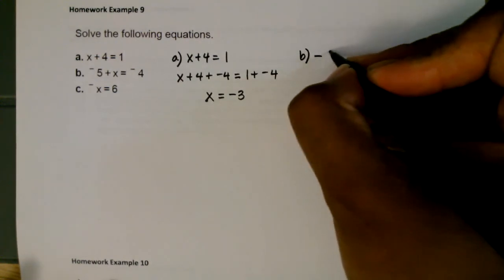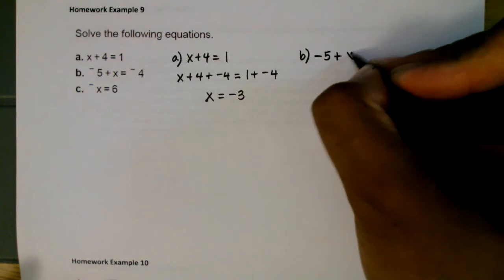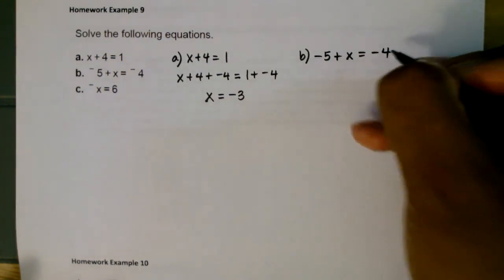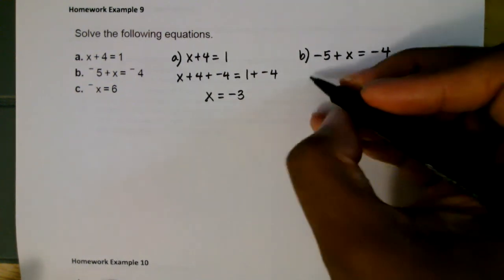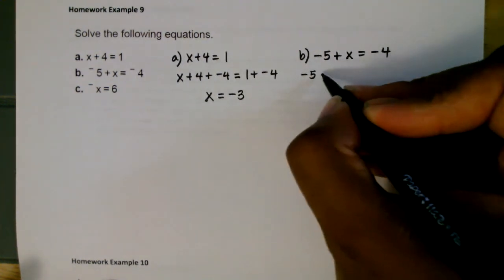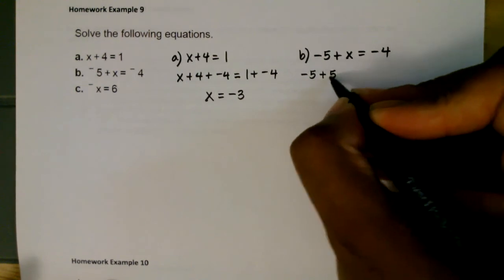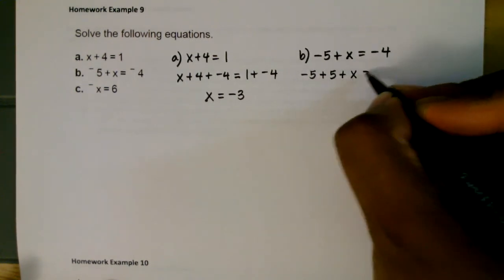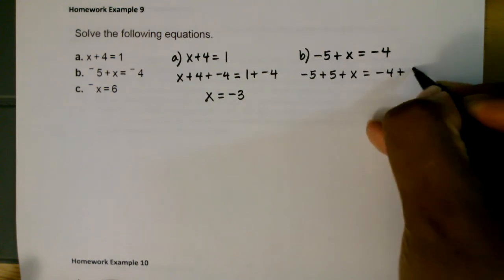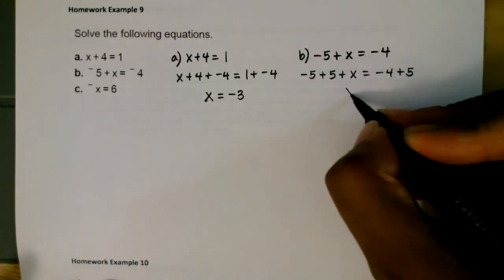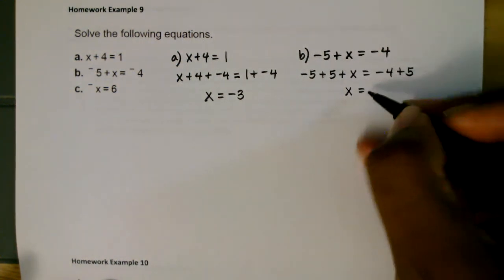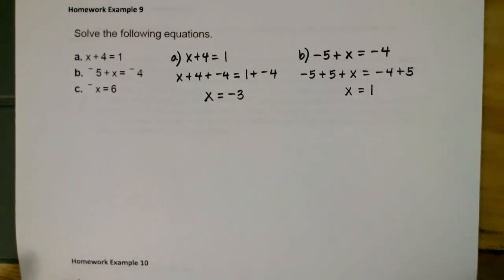All right, and then part B, we got negative 5 plus x equal negative 4. And let's solve for x. We got negative 5 added to it, so the opposite of negative 5 will be 5. So I'm going to add its opposite on both sides. This gives me 0. I'll be left with x, and then negative 4 plus 5 is 1. So here, it'll be x is equal to 1.